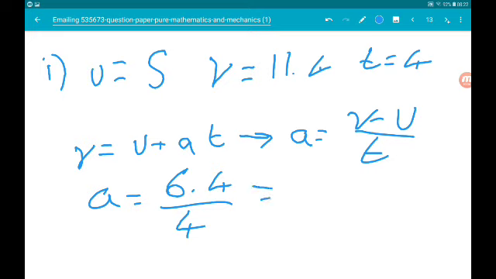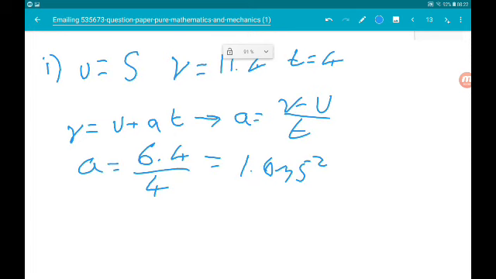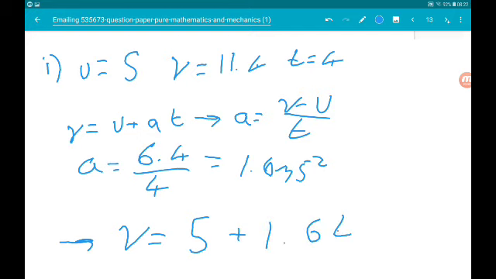6.4 over 4 is 1.6. So our acceleration is 1.6 meters per second squared. Now that we know that, we can say then that v is u, so 5 add 1.6 t. Cool.